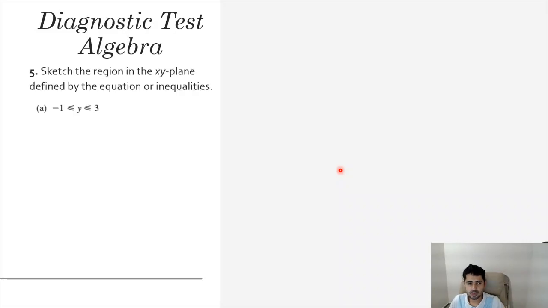Then the next one: sketch the region in the xy plane defined by the equation or inequalities. Here we have that y is larger than or equal to minus 1, however smaller than or equal to 3, so we can separate that in that way. Keep in mind that we have larger or equal, so it means that it's bounding the curve, and we need to take into account the curve. The other one is smaller or equal than 3.